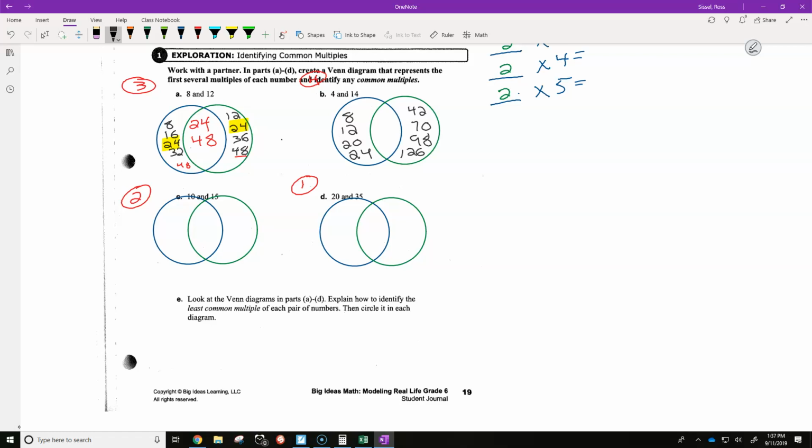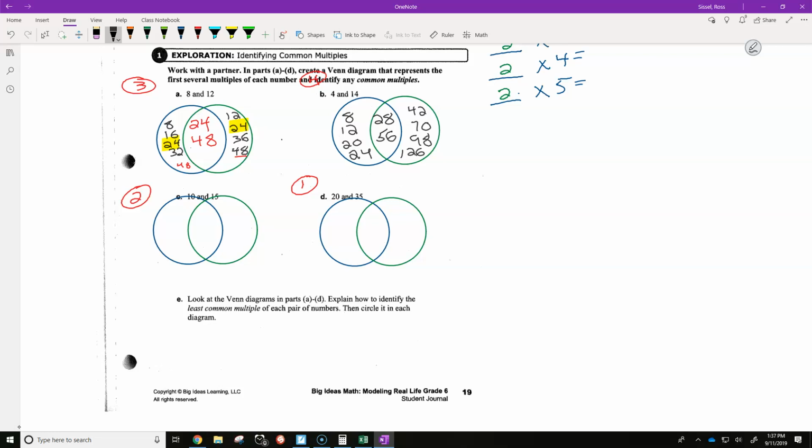Okay, what would be in common? Sky? 28 and 56. Okay, 28 and 56. Good. How about 10 and 15? So this is group 2.